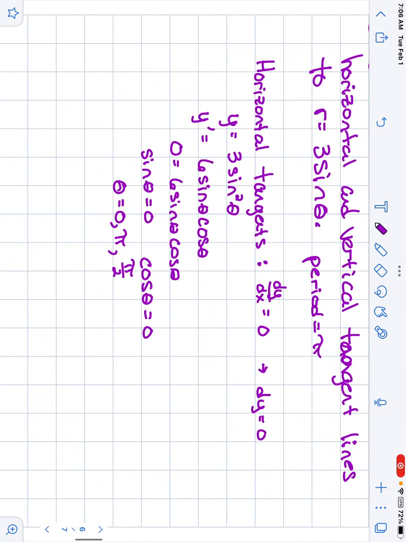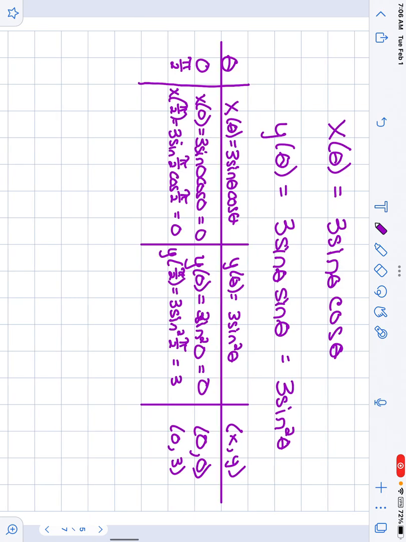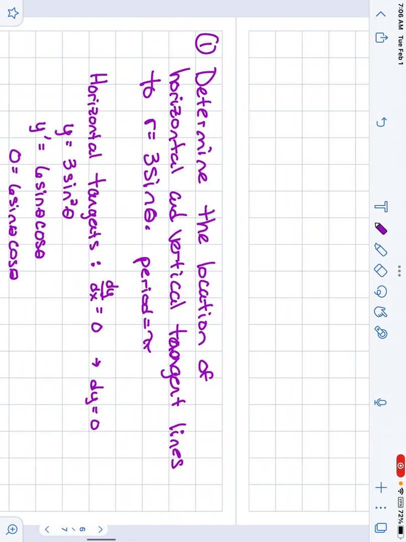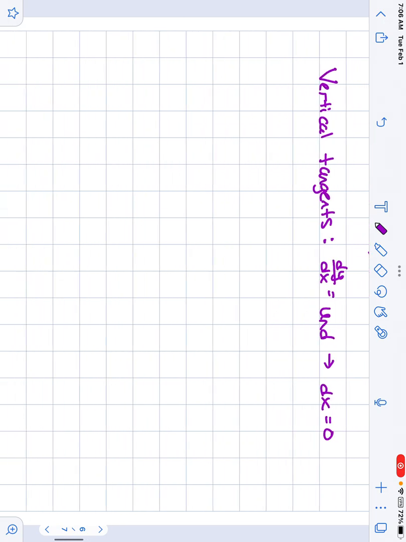Okay, let's find the vertical tangent lines. Similarly, vertical tangent lines occur when the denominator is equal to 0, so when this derivative is undefined. That happens when dx is equal to 0. Why don't you pause and see if you can solve that to find dx and find where dx is equal to 0. And just as a reminder, x was 3 sine theta cosine theta. So go find that derivative, see if you can set that equal to 0, and see what you can find.